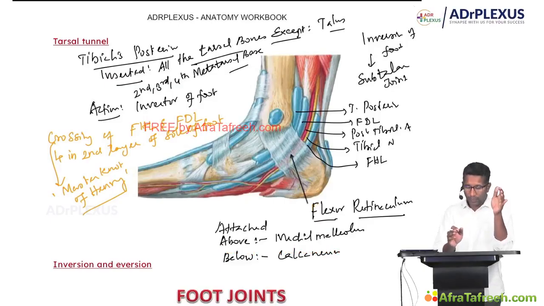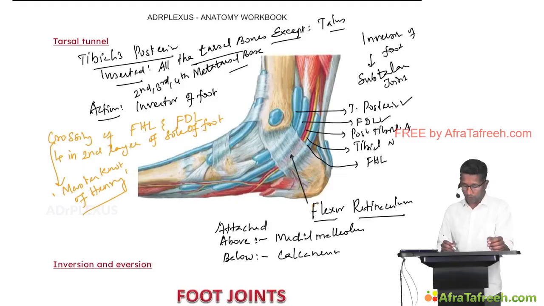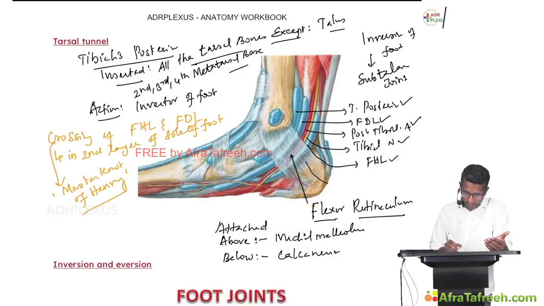If you see this flexor retinaculum, you have structures passing through it. Beneath the flexor retinaculum you have the tibialis posterior passing here, and flexor digitorum longus passing here. Just behind these tendons, the posterior tibial artery and the tibial nerve are running here, and behind this you have the flexor hallucis longus running here. This tunnel which is formed beneath the flexor retinaculum is called the tarsal tunnel.